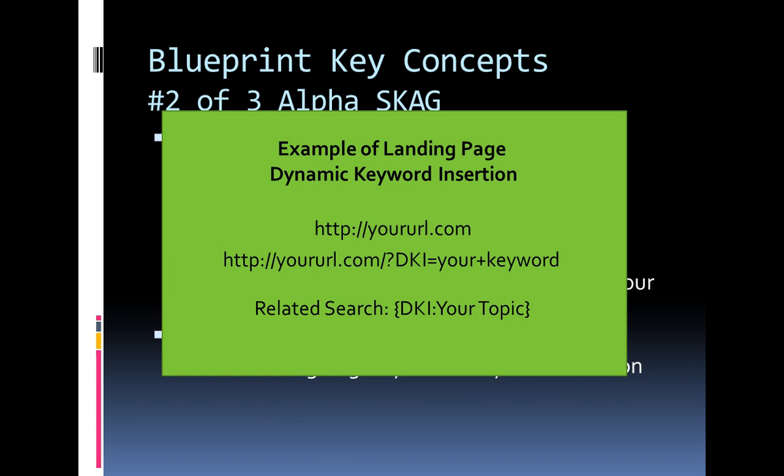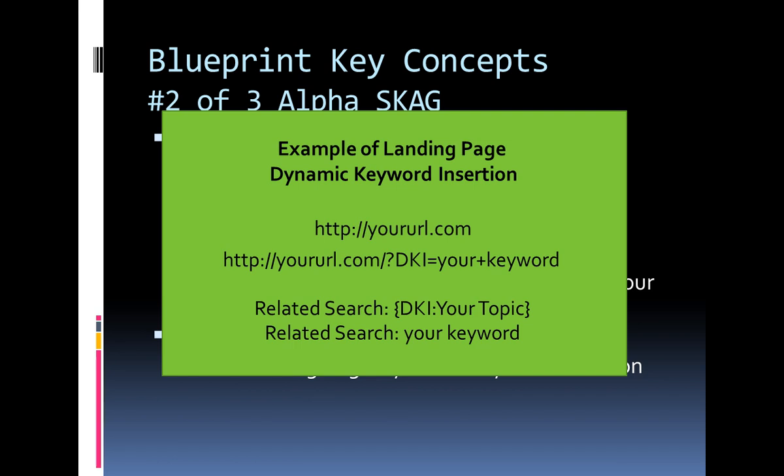Let's say, for example, you have a phrase that says related search and DKI your topic. Let's say your DKI is empty. You can just put a specific topic there, like related search, wedding photography services. And when your DKI is not empty, you replace that with your keyword. Let's say related search, wedding photography albums, or something like that. So that's the dynamic keyword insertion.